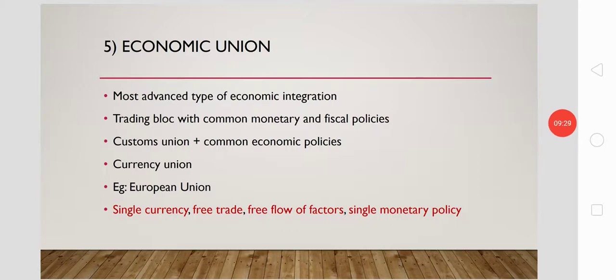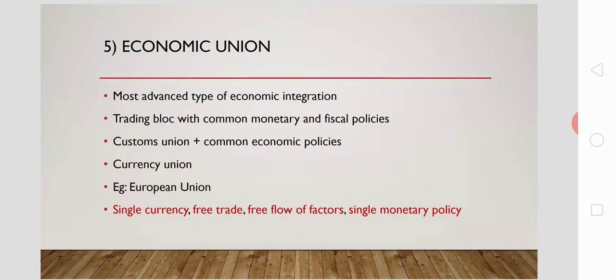So in short, there are five stages or forms of economic integration. Starting from preferential trade area, which is a weak form of economic integration. Second one is free trade area, where trade is free from restrictions inside the trading bloc. Third one is customs union, a trading bloc where free trade is in place inside the bloc, and they have a common trade policy, a common tariff structure, with the rest of the world. Fourth one is common market. A common market is an advanced form of customs union with the resemblance of common market policies.